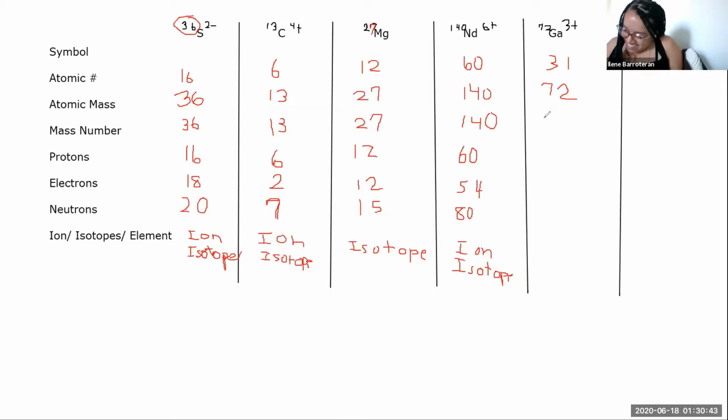Okay, Carissa, our mass number. Okay, where are we at? Last one. The last one, our mass number is 72. Deandra, protons. 31. Okay, Sarah, electrons. 28. Mr. Pharma, number of neutrons.